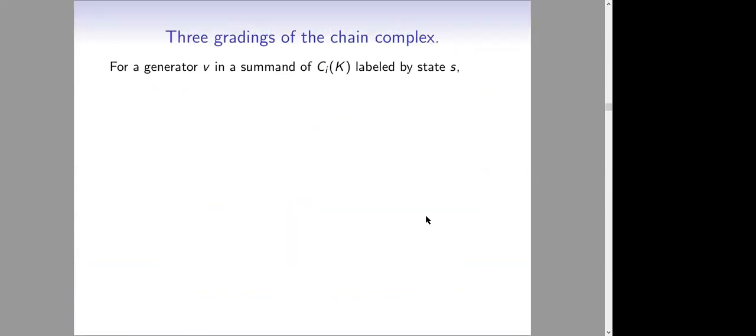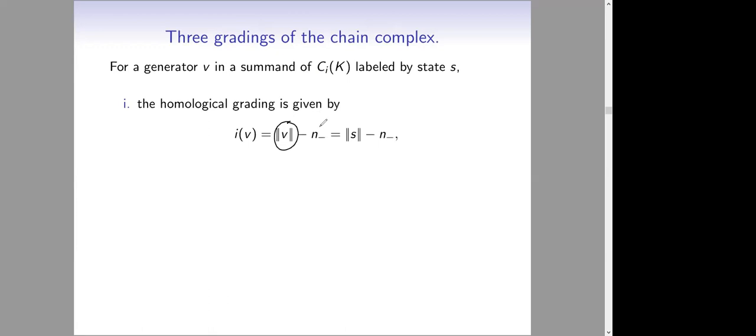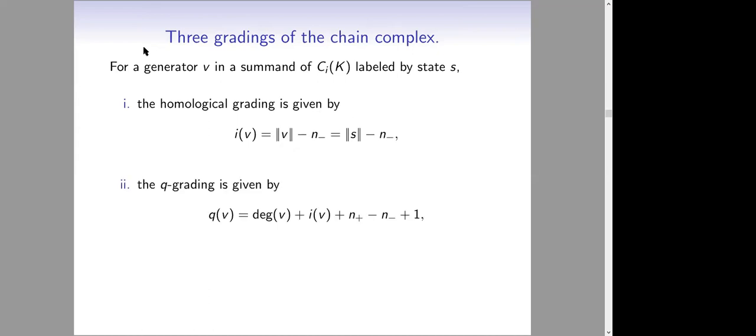But if you take any generator at state S, then its homological degree is given by the number of one resolutions minus the number of negative crossings. By the way, this number of one resolutions depends only on the state, so you can write it like this as well. And this is the homological grading. This is similar to Khovanov homology, the same.